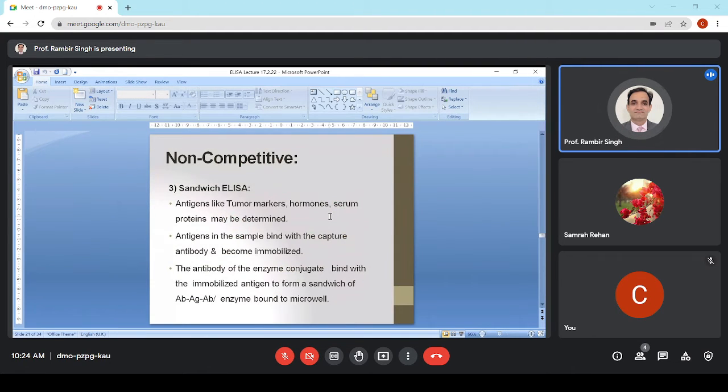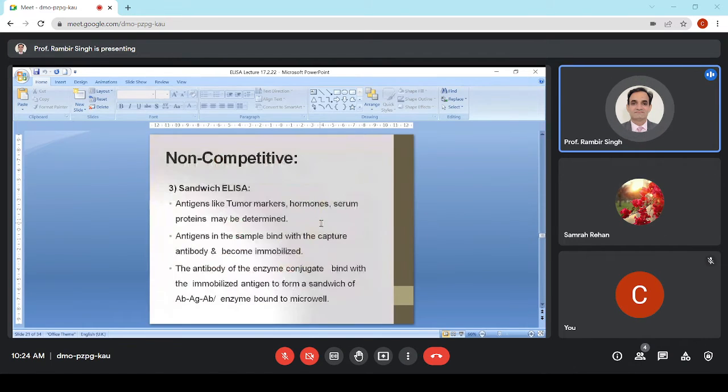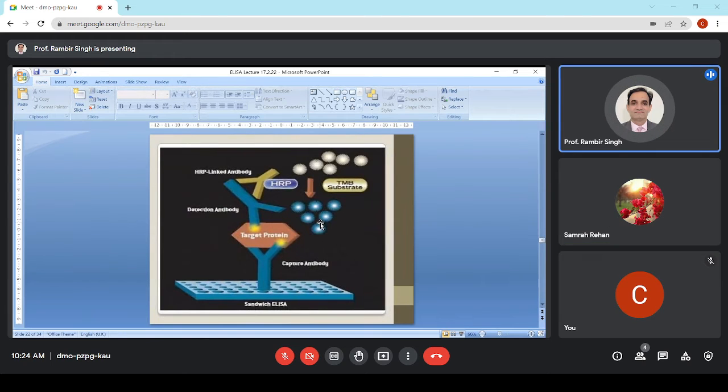Then we have sandwich ELISA. It is one of the most commonly used ELISAs. Suppose this antigen has one epitope, and this antibody recognizes this epitope and binds. There may be a false positive reaction, because if it binds, it will give a color. So to enhance sensitivity, we got the concept of sandwich ELISA. Now this is a picture of sandwich ELISA.